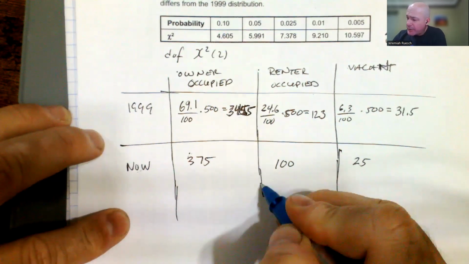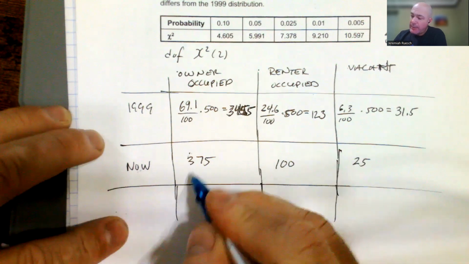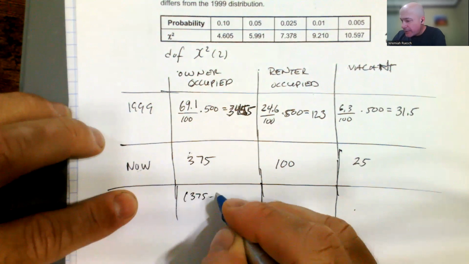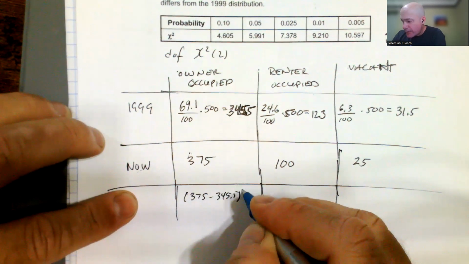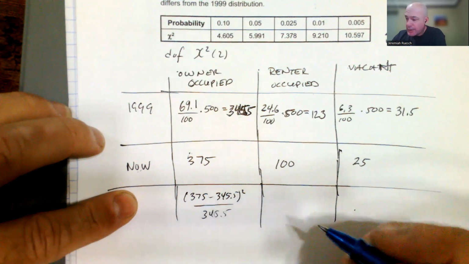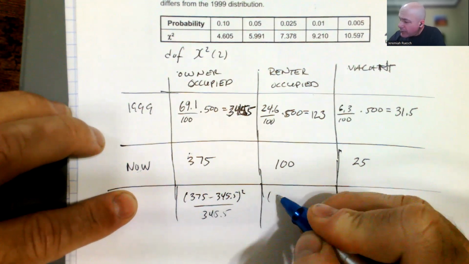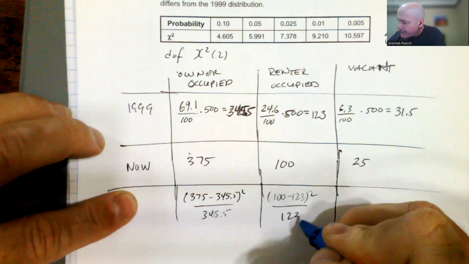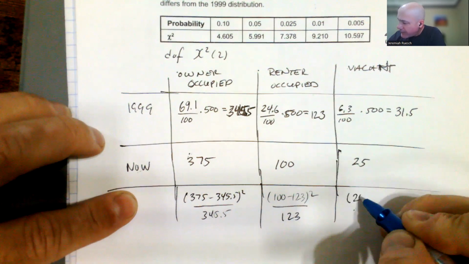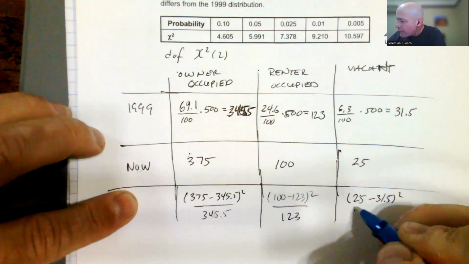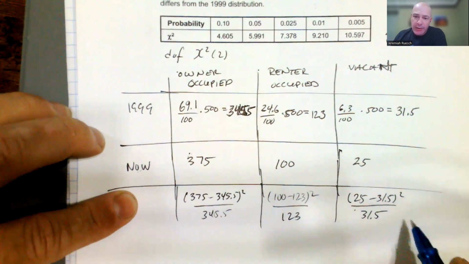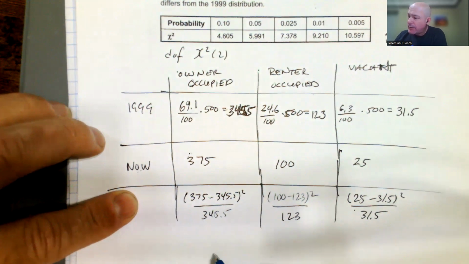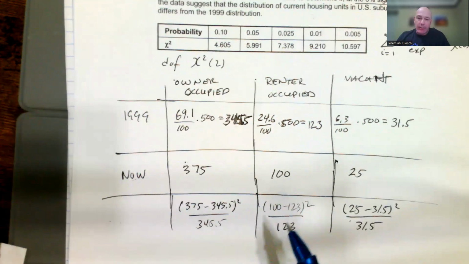Part of the reason I like doing the table like this is that it helps me keep everything organized. So 375 minus 345.5 squared over 345.5. Then 100 minus 123 squared over 123. And then 25 minus 31.5 squared over 31.5. I'm going to calculate those out and add each of these three results together, and that will be the value that I'm looking for.